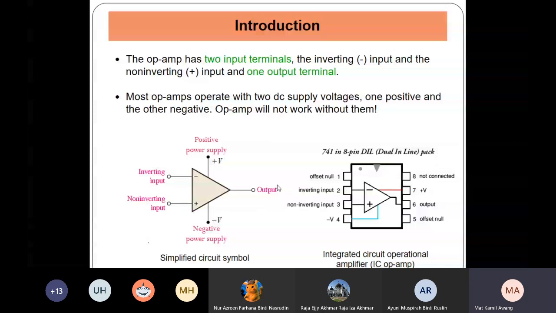Most op-amps operate with 2 DC supply voltages, which are the positive power supply and the negative power supply. An op-amp basically will not work without this power supply, because it provides the biasing for the transistors inside this amplifier. Within this amplifier, you have hundreds of transistors, maybe. It depends on how complex the circuit inside is.